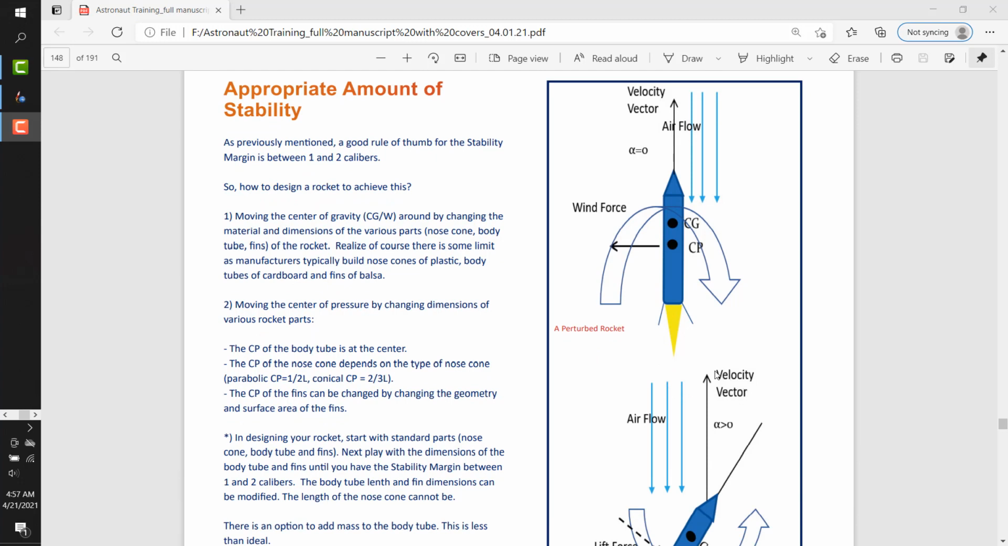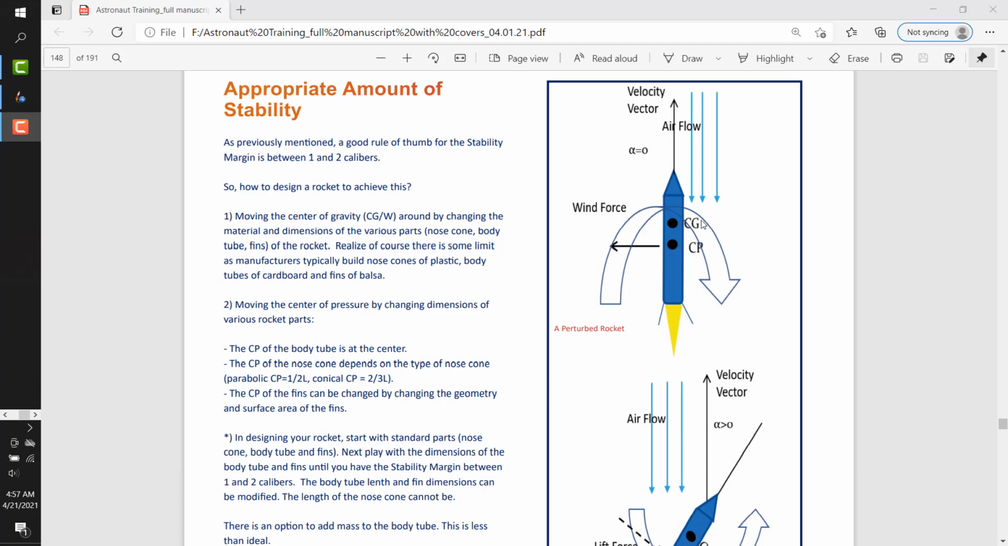So how do you design a rocket to achieve that? The distance between here and here is at least 1 body tube diameter and less than 2 body tube diameters. Moving the center of gravity around by changing the material and dimensions of the various body parts.